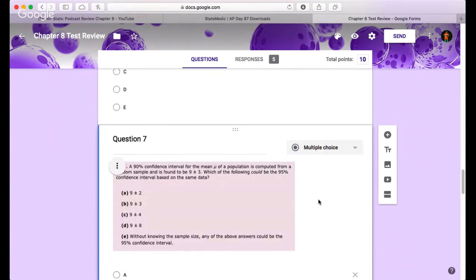Ooh, that is tough. I'm not looking at the answer on this one because this one's challenging. Sorry about that. I don't know. 90% to 95%.